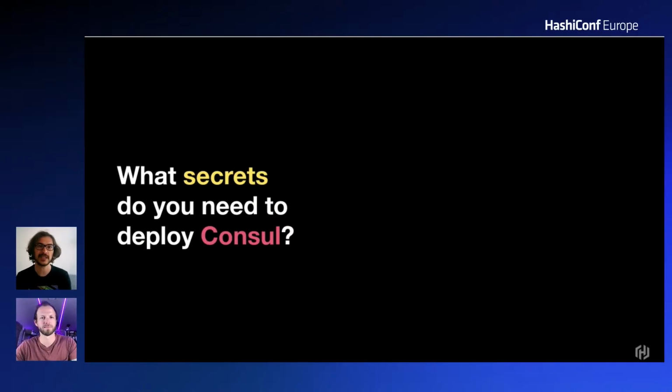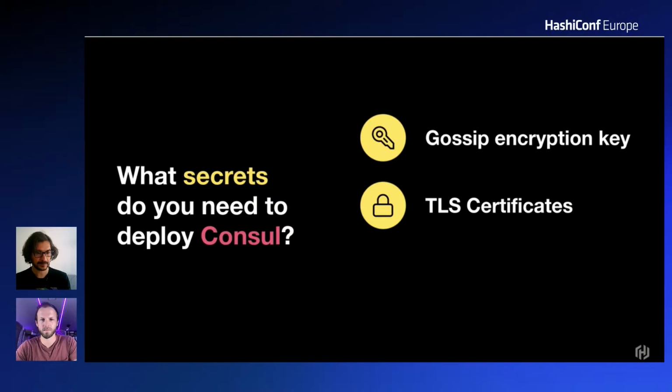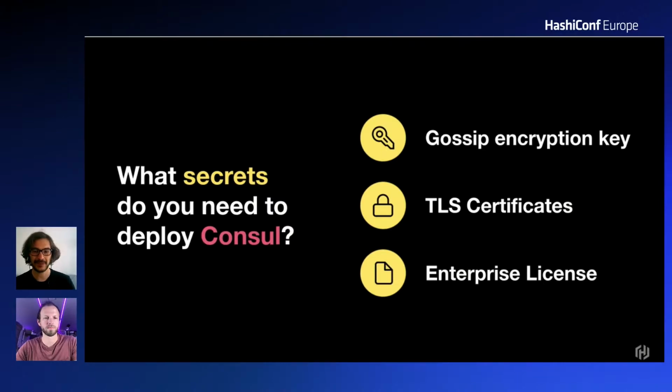But what secrets do you need to deploy Consul in production? Well, first, Consul clients and agents use a gossip protocol to discover and communicate between them. The gossip protocol gets encrypted using the gossip encryption key. You need to be able to safely store and distribute that key across the agents. Next, for the servers, but also if you're using service mesh, you need to be able to generate and distribute TLS certificates effectively and safely. And last but not least, if you want to use Consul Enterprise, then you will need to store and distribute the enterprise license to the Consul agents.